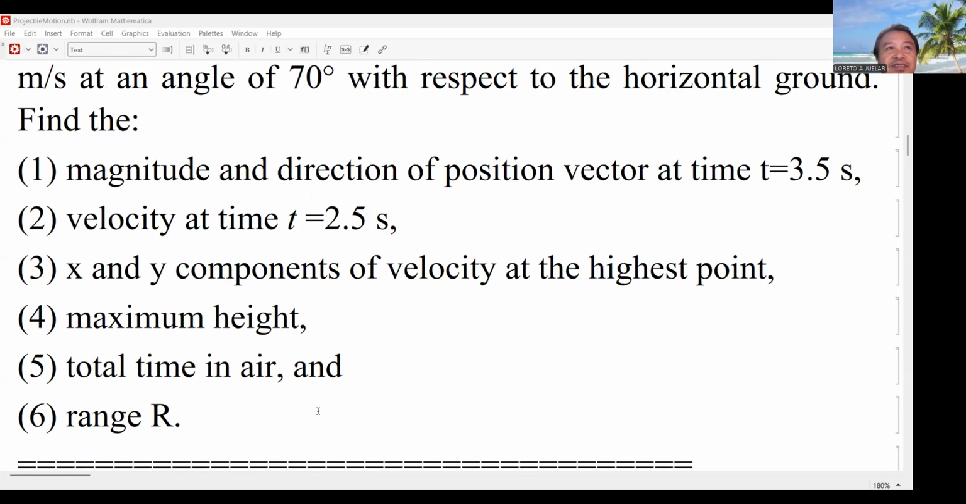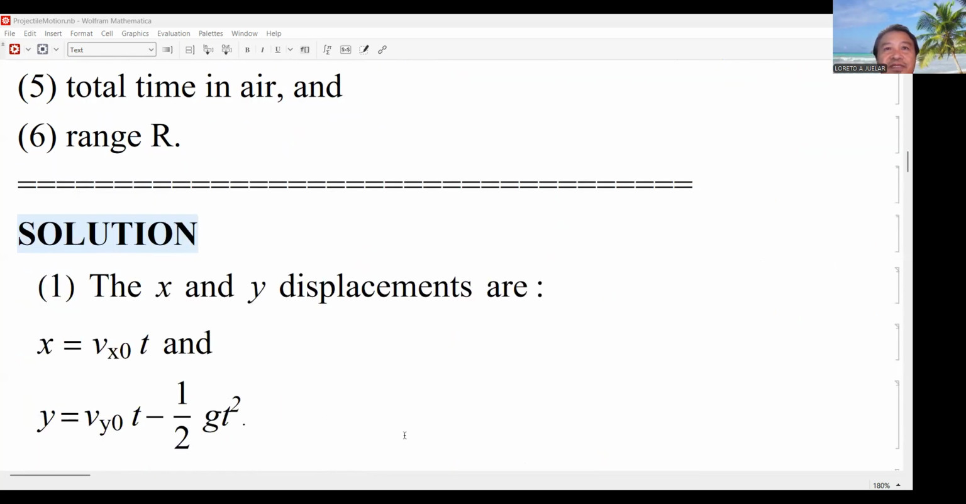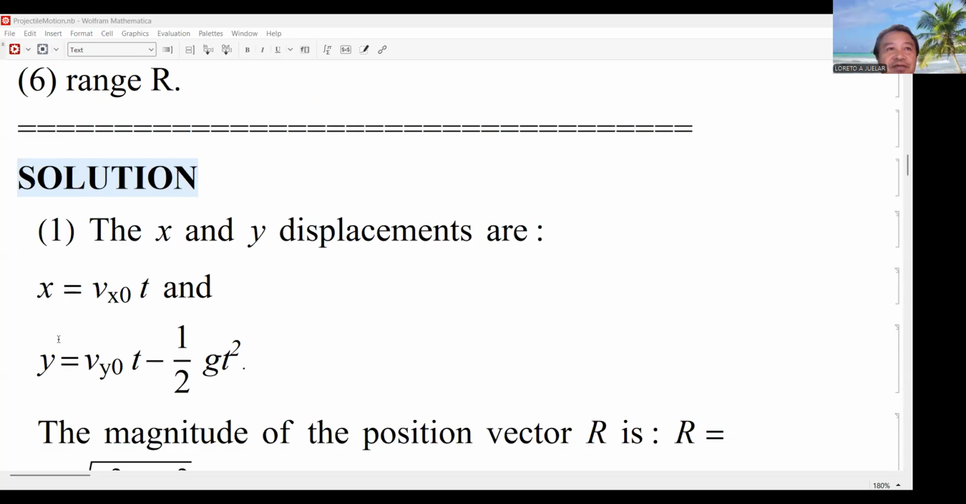So the first problem is to find the magnitude and direction of the position vector at time 3.5 seconds. The x and y displacements are given by these formulas. For the x displacement, we have the x component of the initial velocity times the time. For the y displacement, we have the y component of the initial velocity multiplied by time, minus one half g t squared.